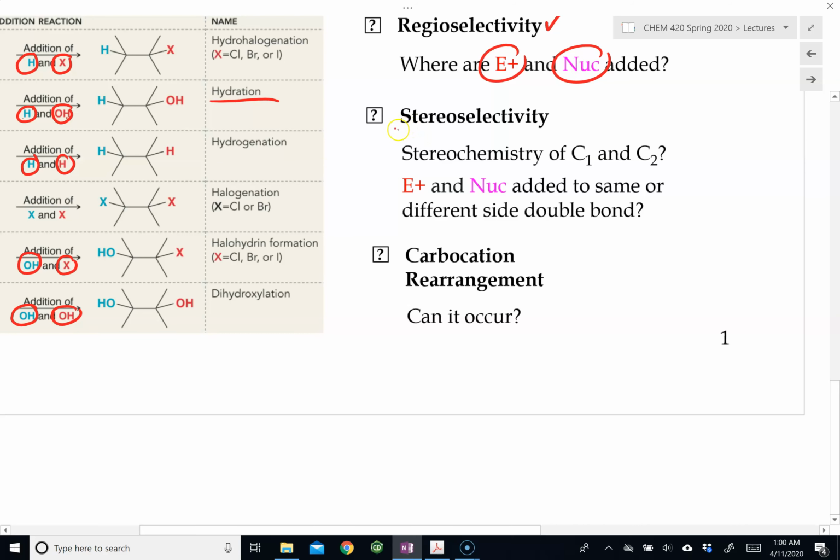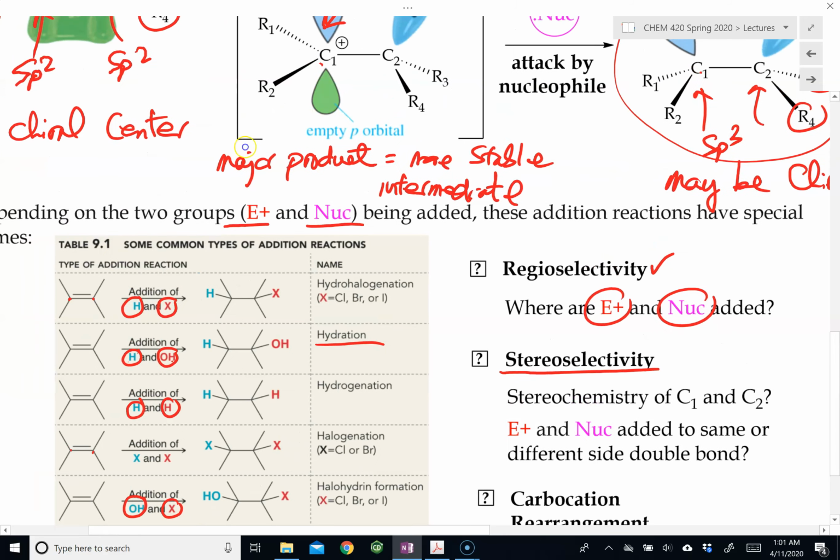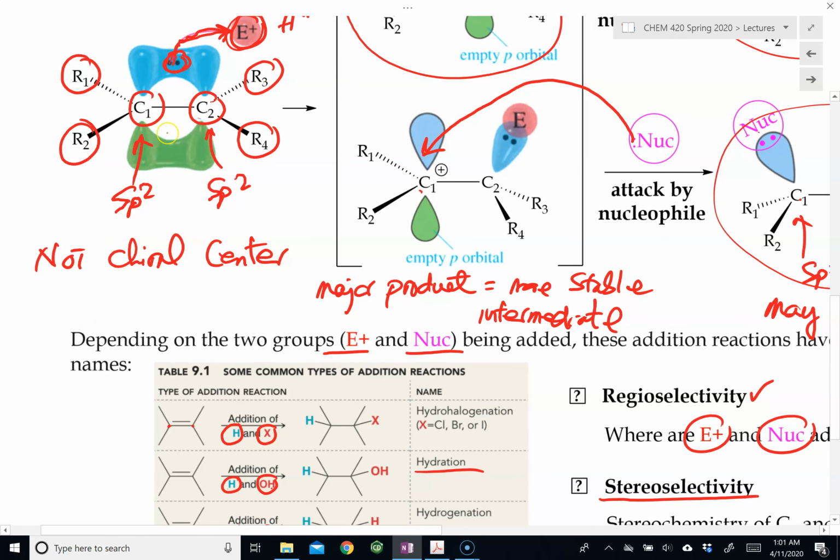And second, the stereoselectivity. As we learn and perform addition reactions, we have to pay attention to the stereoselectivity as well, because initially the carbons that are part of the double bond are sp2 and they're not chiral centers.